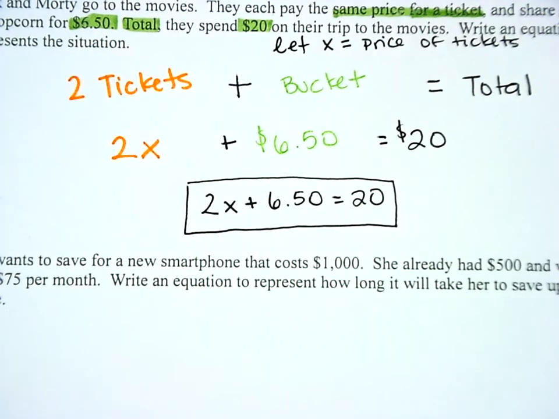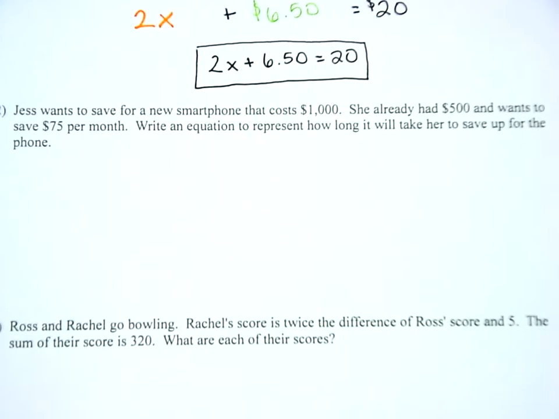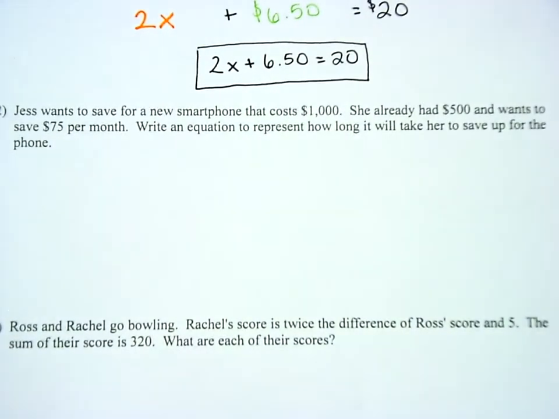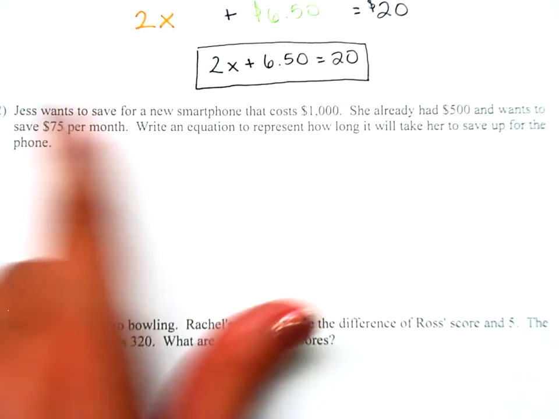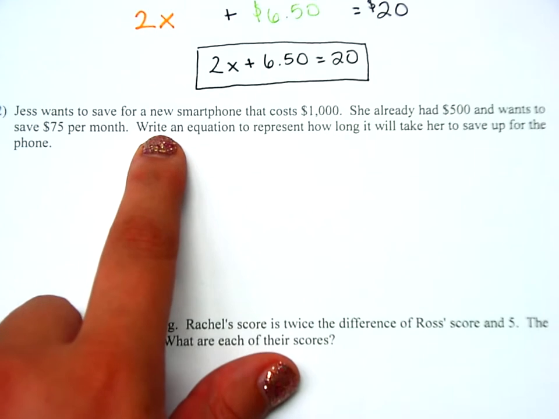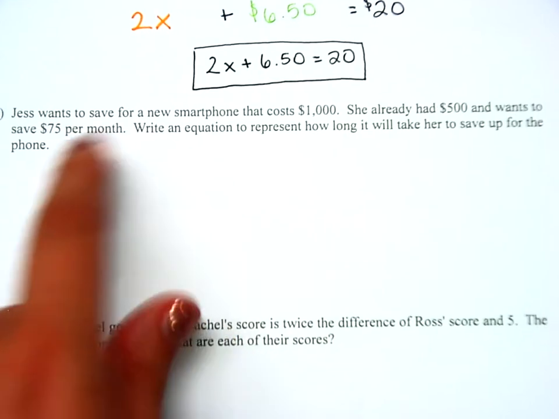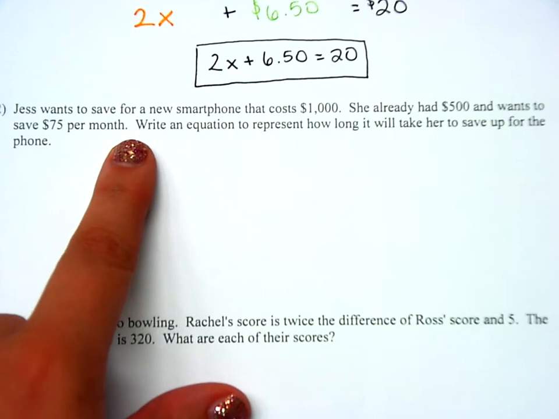Let's move on. The next one, zoom out so you can read with me if you'd like, says Jess wants to save for a new smartphone that costs $1,000. She already had $500 and wants to save $75 per month. Write an equation to represent how long it will take her to save up for the phone. So essentially, write an equation to figure out how many months.